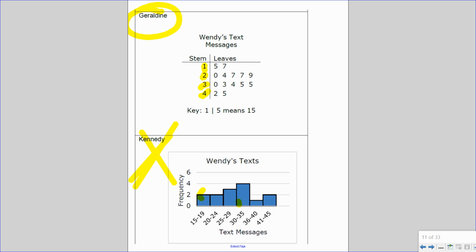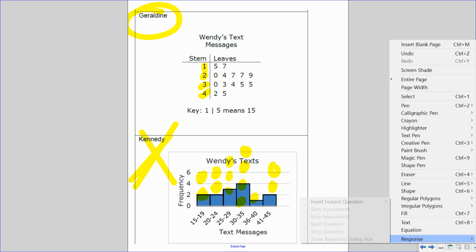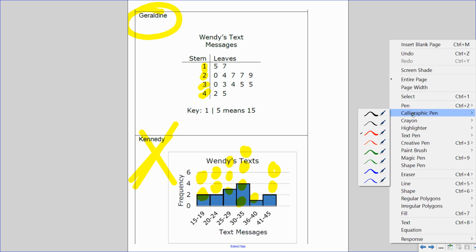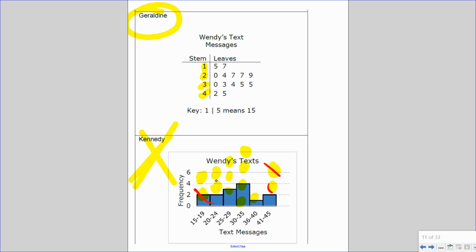You can find the median by drawing dots here. 2 here, 2 here, 3 here, 4 here, 1 here, and 2. And then you can cancel things out that need to be canceled out. And so the median would be right here, in between 25 to 29 and 30 to 35 on the histogram.